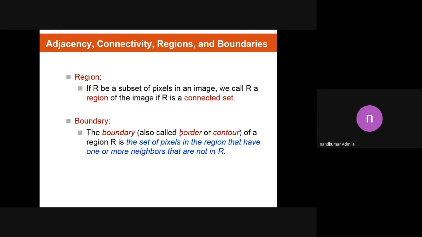Okay, so consider the map of India. In the map of India, we can consider the state Maharashtra. So Maharashtra is one region. Clear?